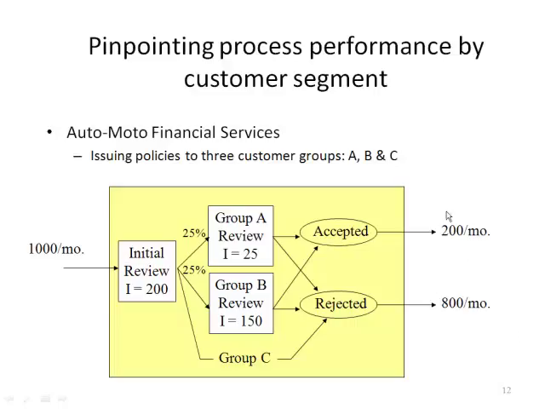The total number of applications either accepted or rejected, we consider that total to be the flow out of the process, equals the flow into the process. So we're talking about a steady state condition, one that we can examine using Little's Law. So let's examine how performance differs across these 3 customer groups, A, B, and C.